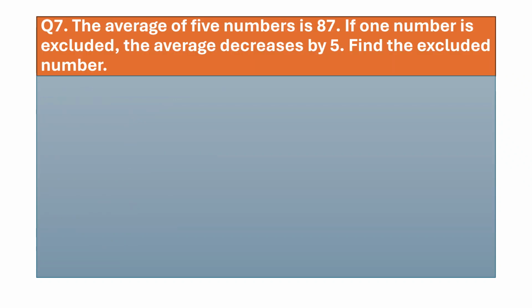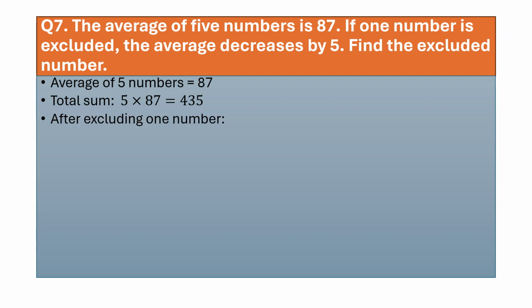Question number 7. The average of 5 numbers is 87. If one number is excluded, the average decreases by 5. Find the excluded number. Now here the average of 5 numbers is given, that is 87. So what is the total sum? Again the same method which we have done in the previous question. 5 into 87 will give you 435.